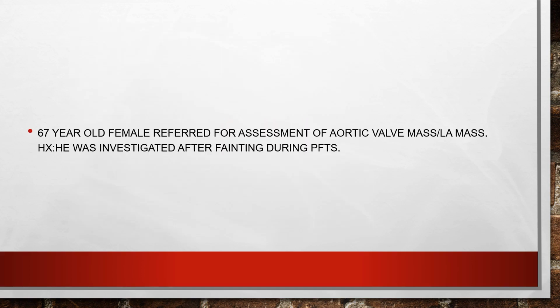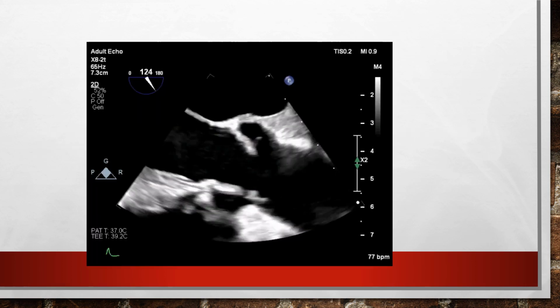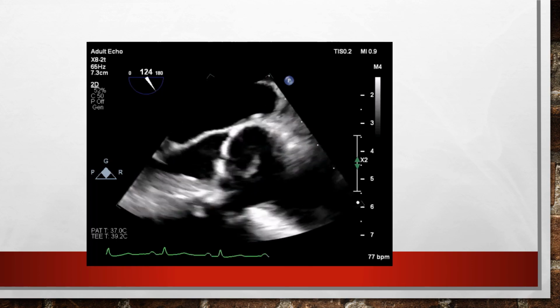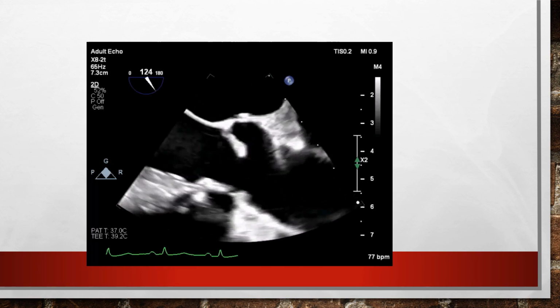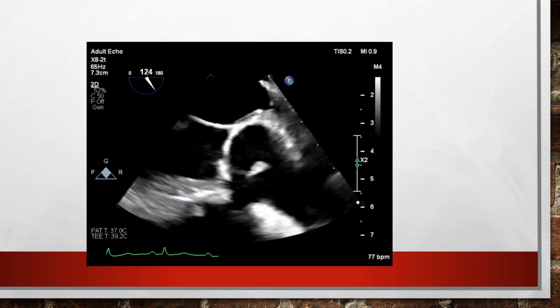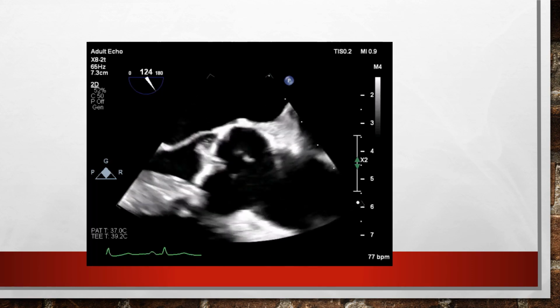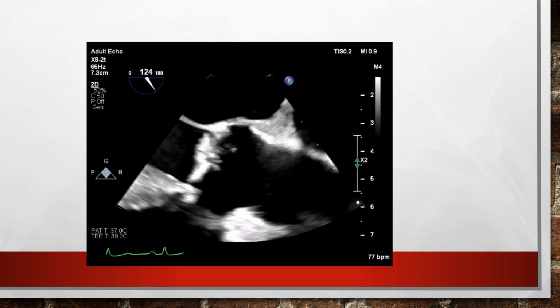Case 8 is a 67-year-old female presented for assessment of an aortic valve mass and an LA mass. She was investigated, and at that time the main presentation was actually that she lost consciousness during a PFT study. And this is what the aortic valve looks like. You start to identify these small linear filamentous masses on the anterior and posterior aortic cusps.